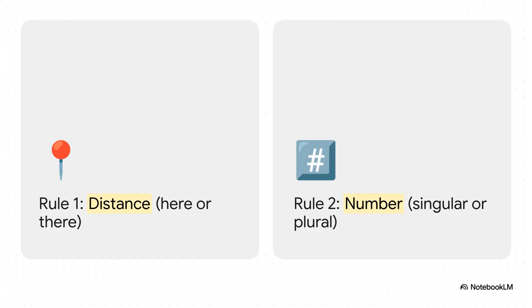All right, so here they are, the 2 simple rules. The whole thing just hangs on these 2 ideas. Rule number 1 is all about distance. You just ask yourself, is the thing I'm talking about near me or is it far away? And rule number 2 is about number. Is it just one thing or is it many things? That's it. That's the entire code.